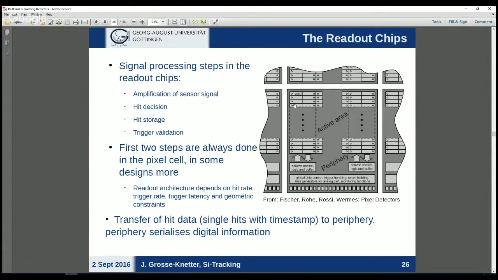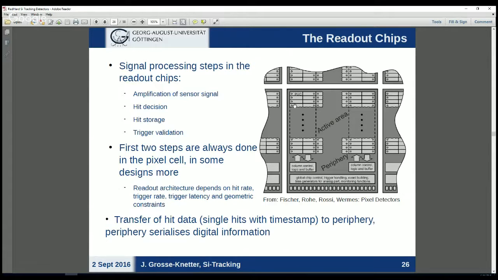Nowadays, it's very common to write that optically. So that goes along with the hit information plus a timestamp. That's very important for us. LHC, for example, has collisions with a rate of 40 megahertz. So every 25 nanoseconds, we have a new collision.